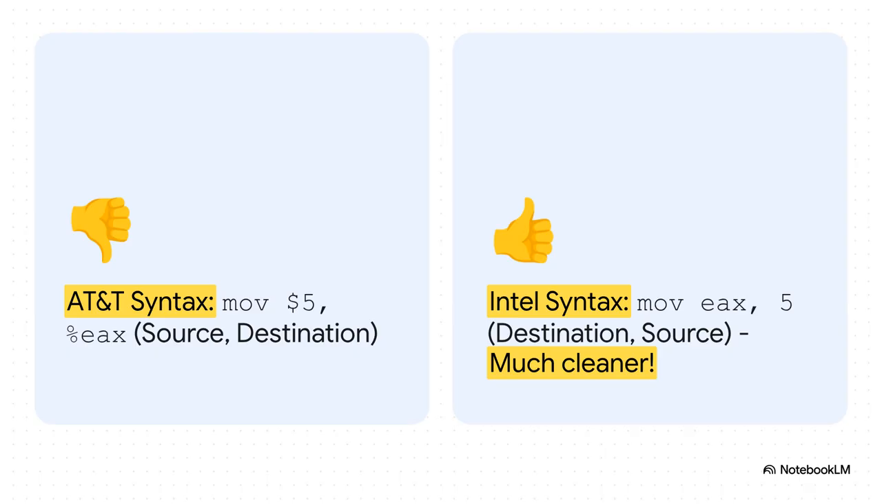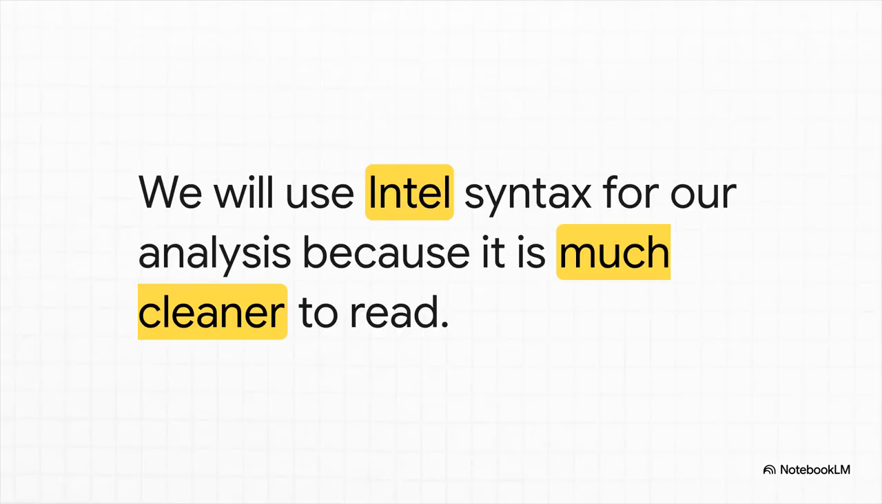Now, quick heads up, when you first do this, you might see something that looks like this, AT&T syntax on the left. Notice how it lists the source before the destination. It works, but most reverse engineers prefer the Intel syntax on the right. It puts the destination first, so mov eax, 5 just reads a little more naturally, like move 5 into the EAX register. It's just a bit more intuitive to read, so for the rest of this, we're going to tell our tools to use Intel syntax. It makes following a program's logic way, way easier.